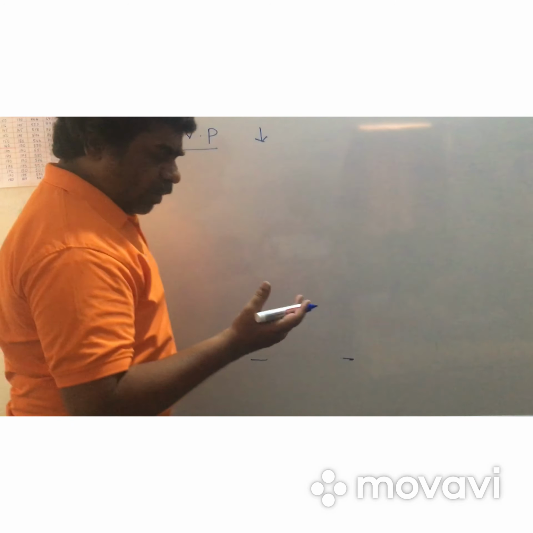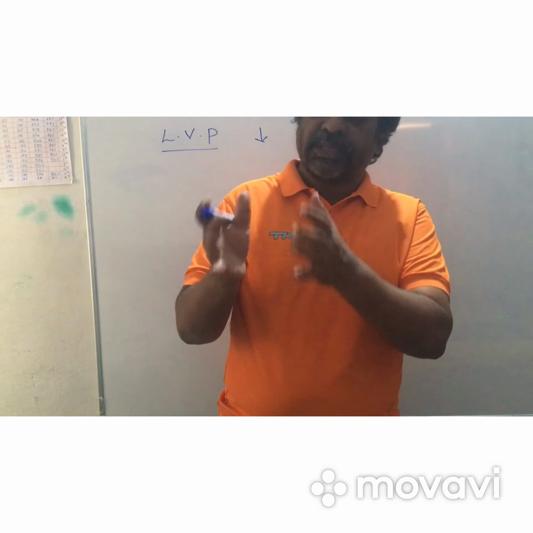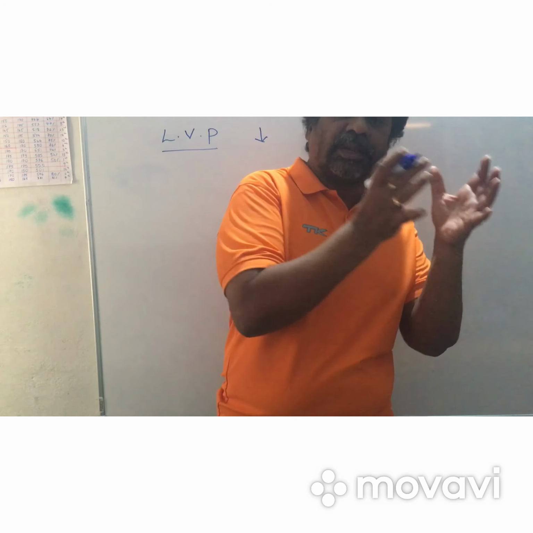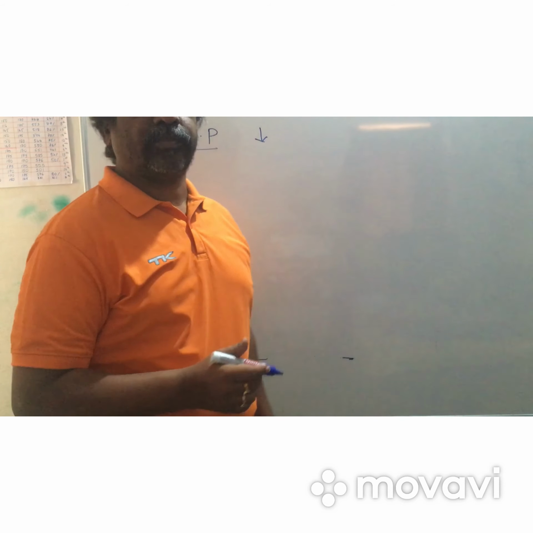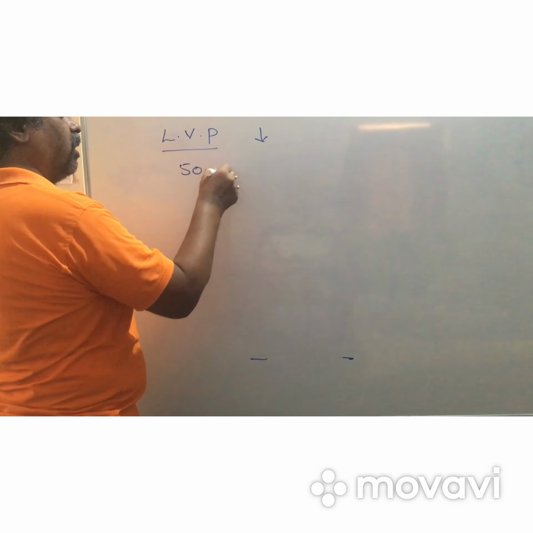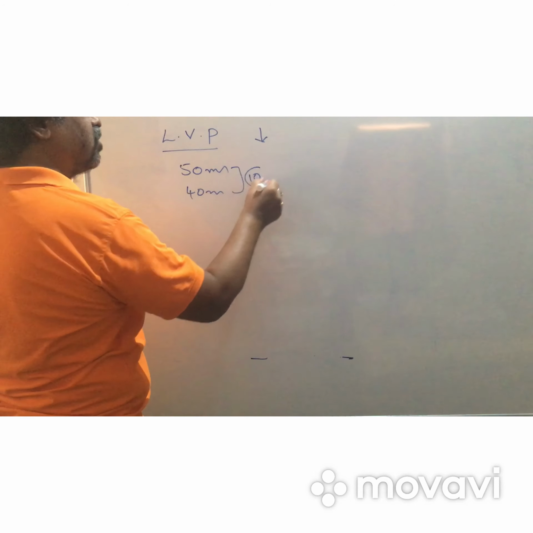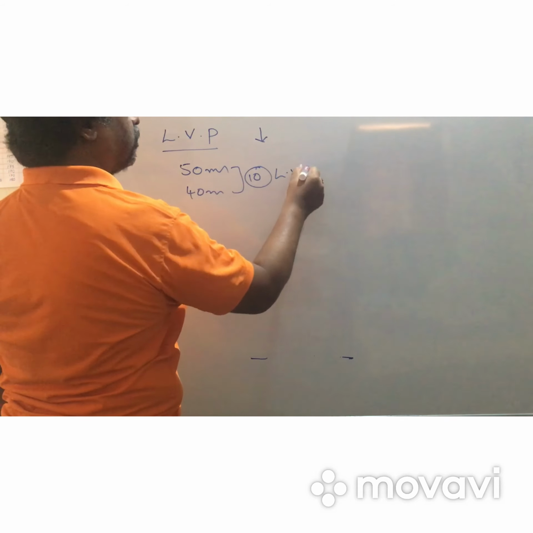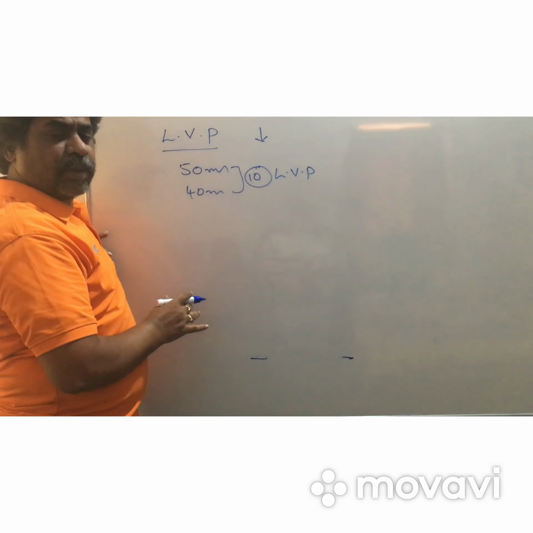For example, vapor pressure of 50 mm of Hg is there. By changing some condition, it becomes 40 mm of Hg. So the lowering of vapor pressure is 10. Initial vapor pressure is 50 mm of Hg, final is 40 mm of Hg. The difference is 10. This is called lowering of vapor pressure. The decrease in vapor pressure is called lowering of vapor pressure.